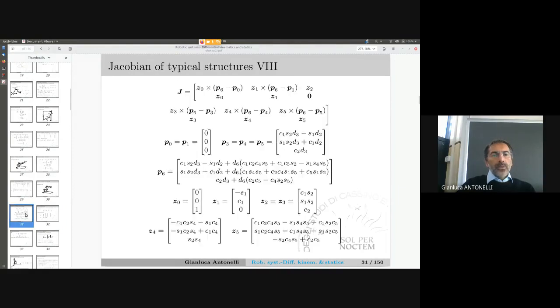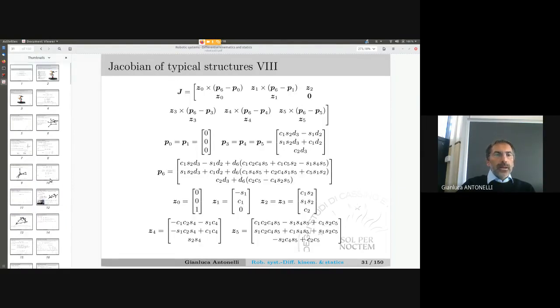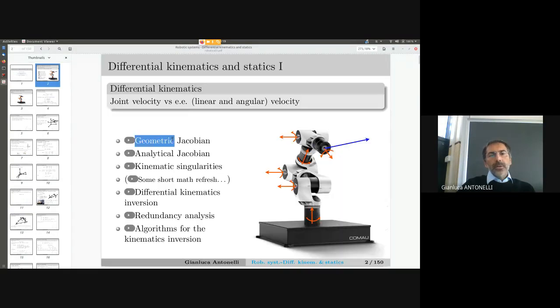Okay, now, in the beginning, this is the geometric Jacobian, and we now have the instrument to build the geometric Jacobian, okay? Of course, we don't know how to use it, and we have to wait until the end of this topic in order to use the Jacobian as a tool for our control laws, okay? But now we still have to study other analytical aspects, in particular the analytical Jacobian, that is a different version of the Jacobian. Let's see what an analytical Jacobian is.